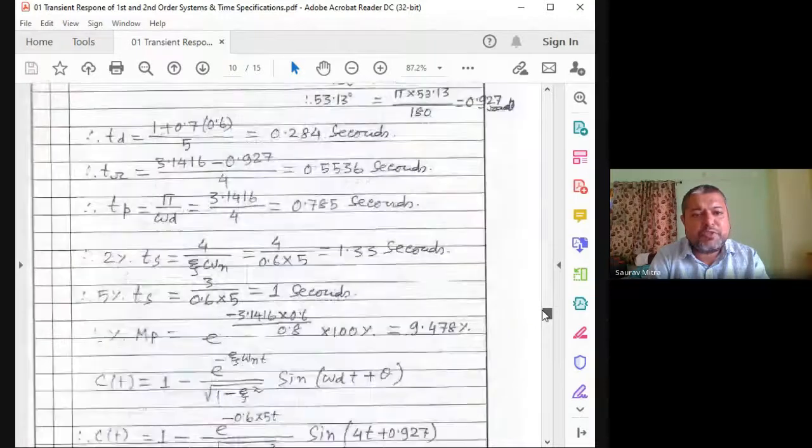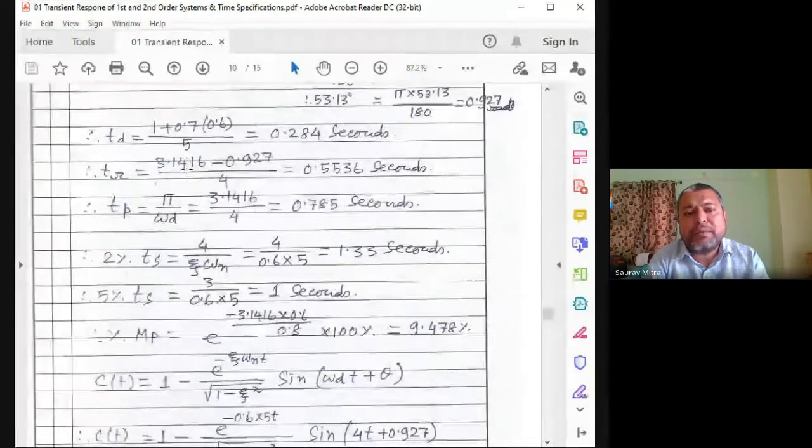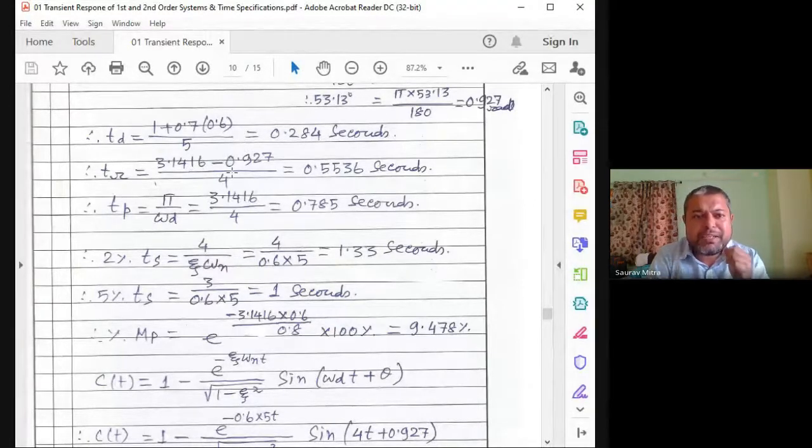Okay, 0.7 is the formula. So 1 plus 0.7 into zeta by omega d, that we have found out here. TR we have found as pi minus theta. So theta we have calculated as 0.927 divided by omega d. Likewise, we have found out TP is pi by omega d, 0.785.